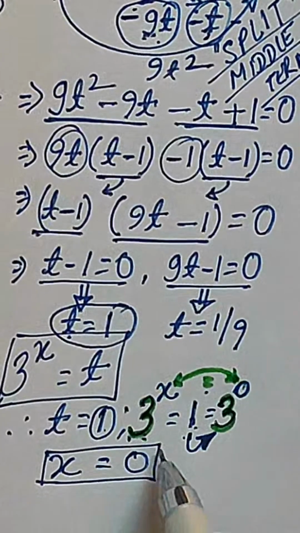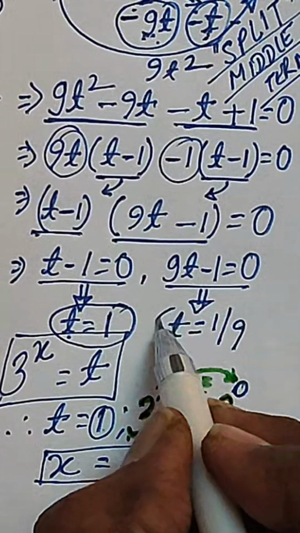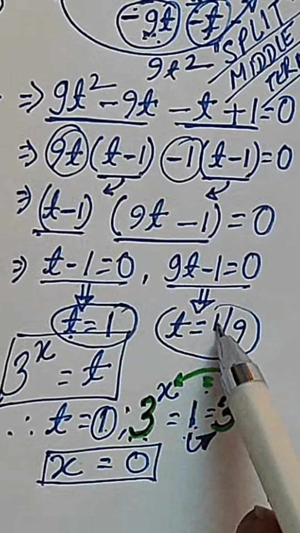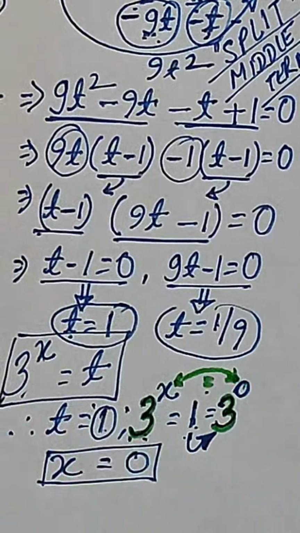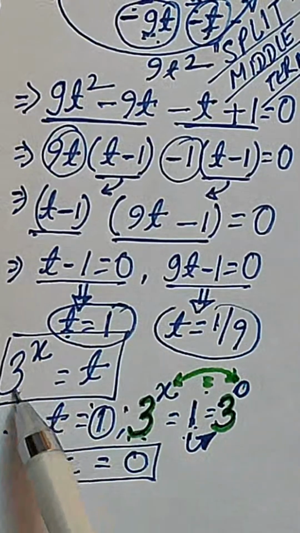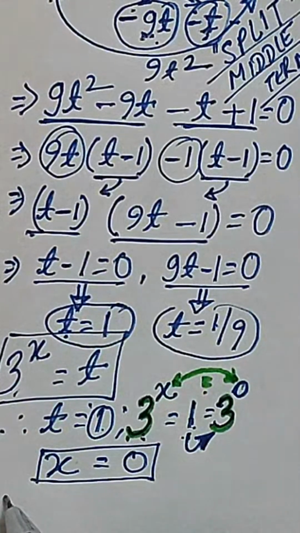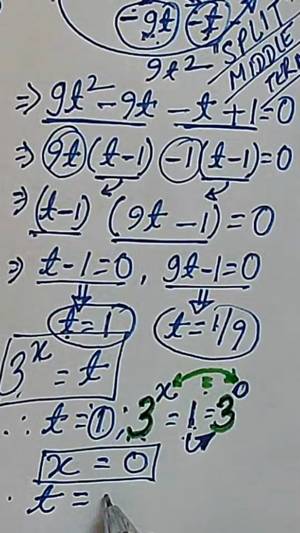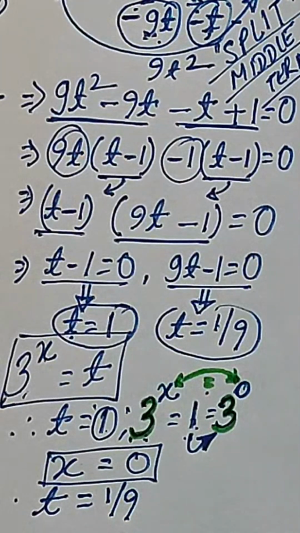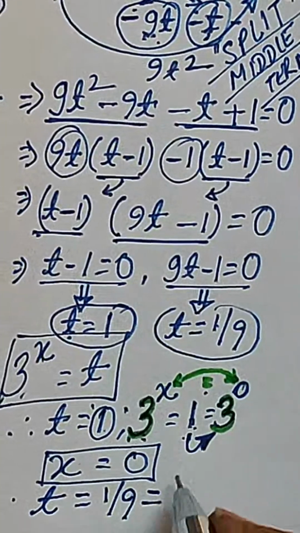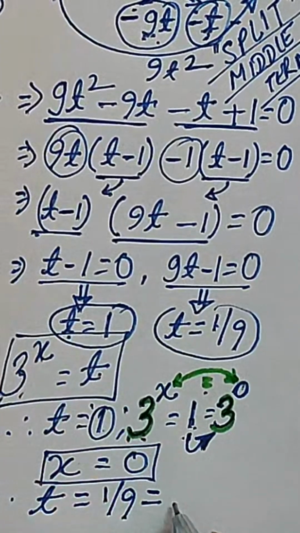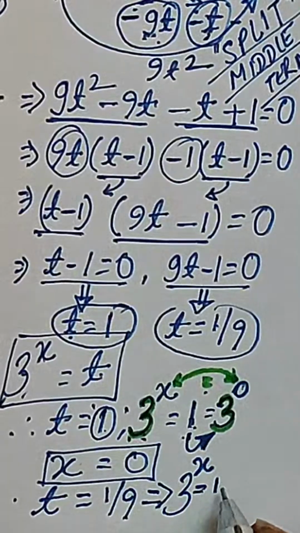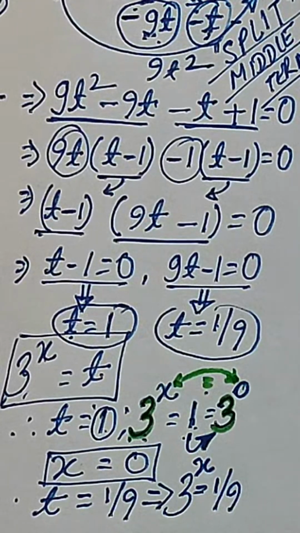And what is the other value? If you consider t equal to 1 by 9, and put the value 3 power x equal to t, this will give you the value of t equal to 1 by 9, which is nothing but 3 power x. So we can write 3 power x is equal to 1 by 9, right?